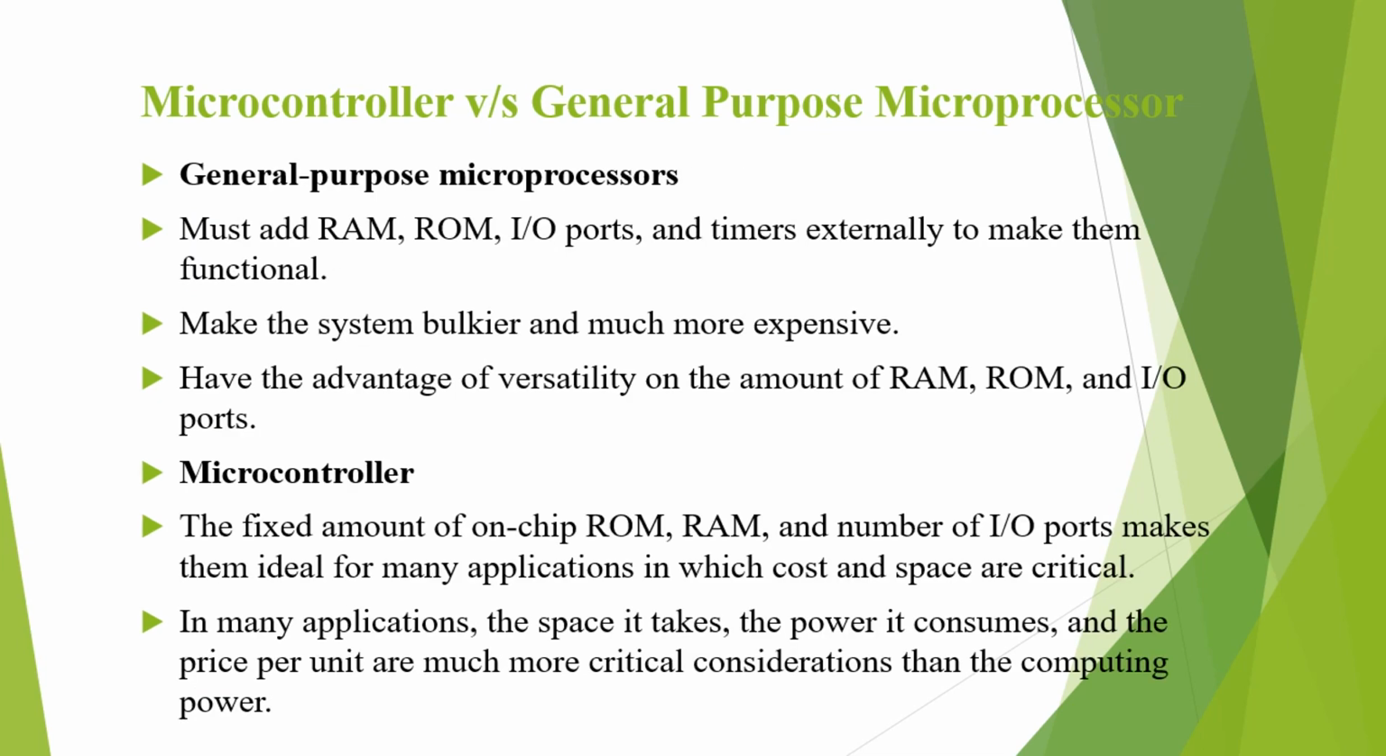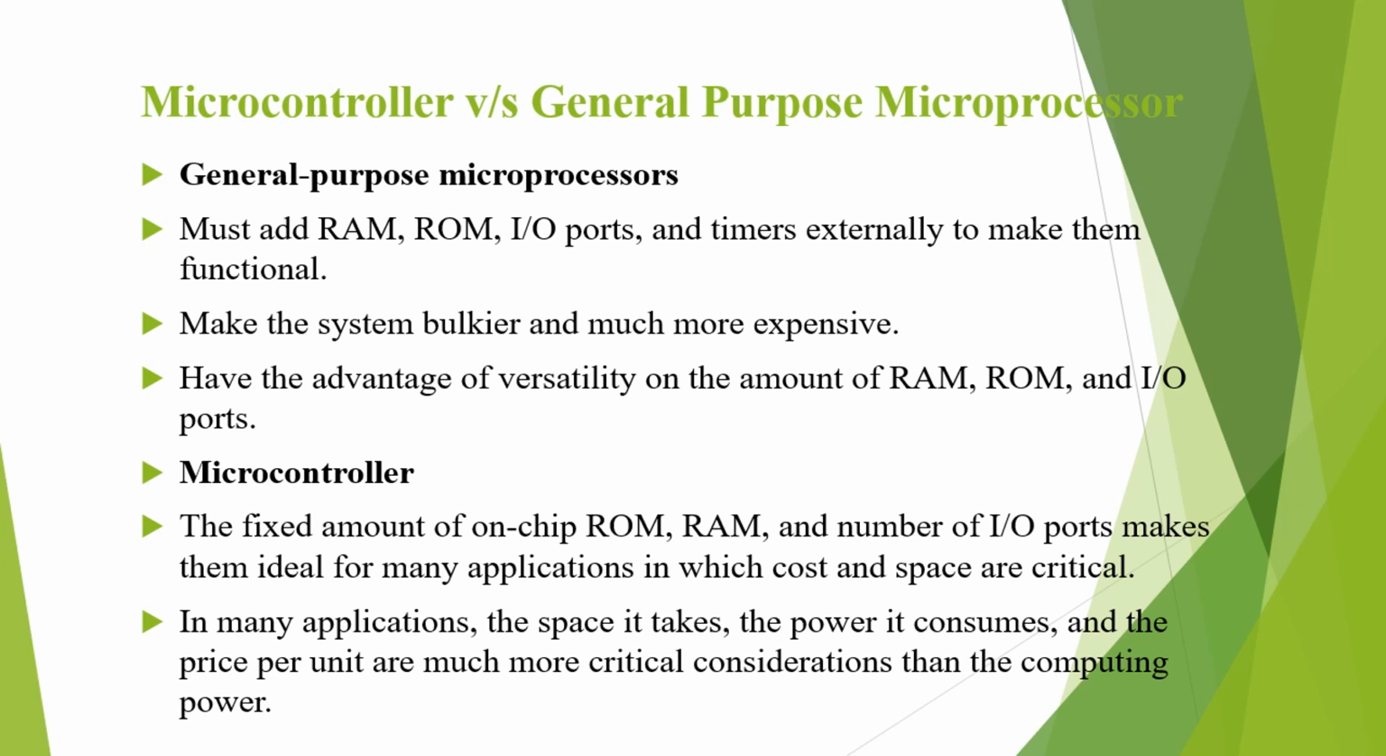General purpose microprocessors need RAM, ROM, I/O ports, and timer circuits added externally to make them functional, which makes the system bulky and much more expensive. But they have the advantage of versatility in choosing the amount of RAM, ROM, and number of I/O ports. Whereas in a microcontroller, the fixed amount of on-chip ROM, RAM, and number of I/O ports makes them ideal for many applications in which cost and space are critical.